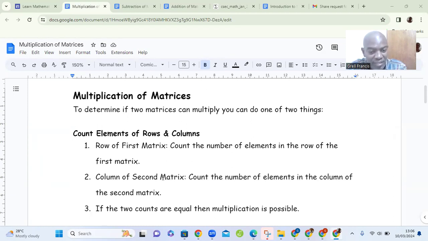Then the column of the second matrix, the matrix on the right, because you're moving from left to right. You count the number of elements in the column of the second matrix. If those two counts are equal, then multiplication is possible. That has to be registered: the number of elements, not the number of rows, the number of elements in the row of the first must be equal to the number of elements in the column of the second.